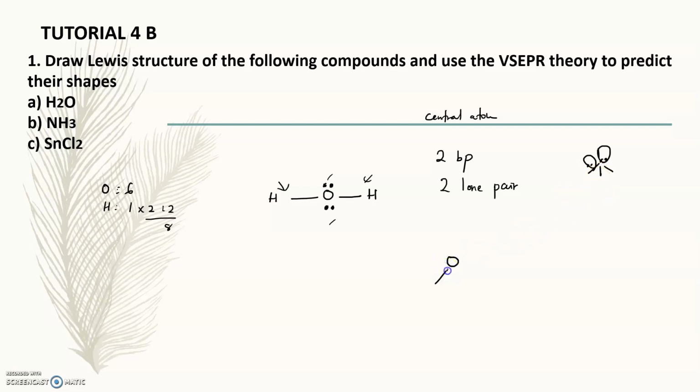Okay, and if it is given in VSEPR theory, you must draw based on VSEPR theory. This is the shape, bent. Okay, first draw the Lewis structure, determine how many bonding pairs or how many atoms are bonded to the central atom, and then whether there is any lone pair on the central atom. And then determine the geometry.